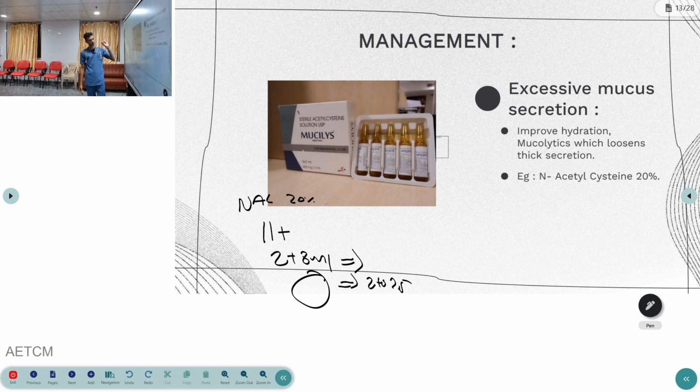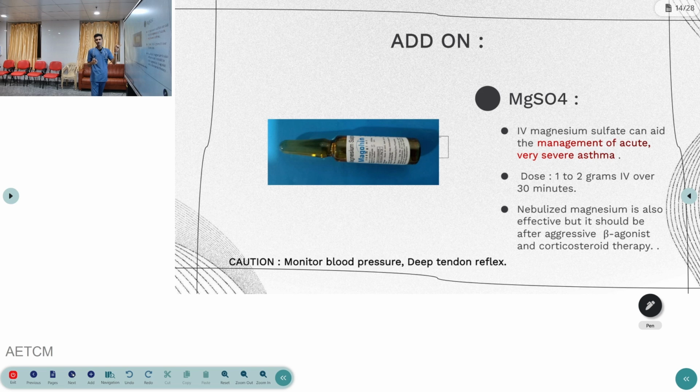This mucolytic, we mostly won't use in the pre-hospital scenario. Mainly we focus on definitive care; otherwise we use it in the hospital scenario. Just for the sake of knowledge we can remember mucolytics, this NAC. Mainly we are using the bronchodilator, that is salbutamol, and then the anti-inflammatory; those are the common drugs we are using.